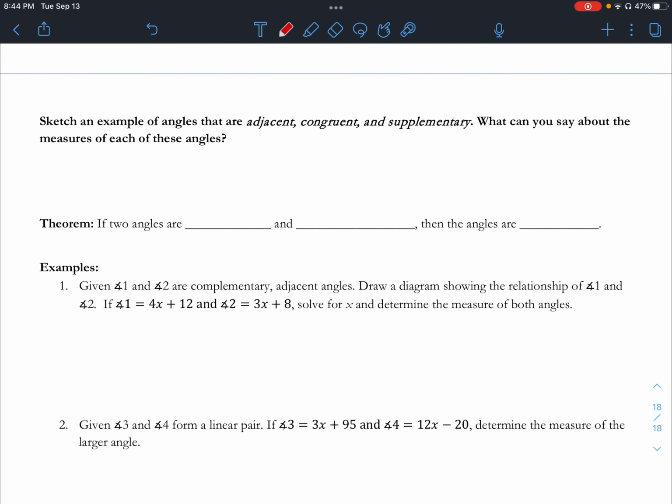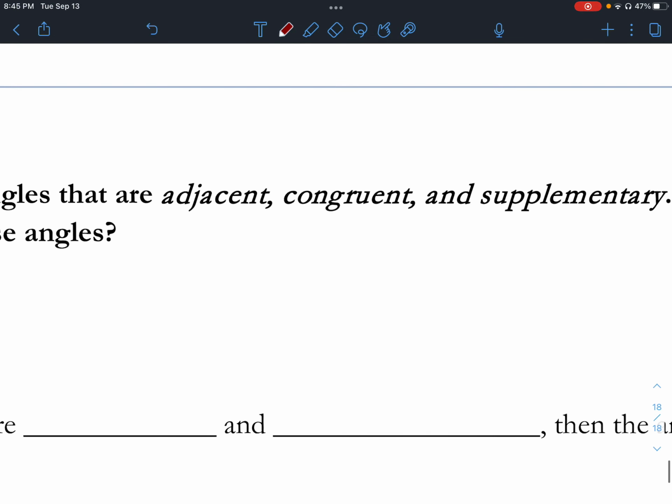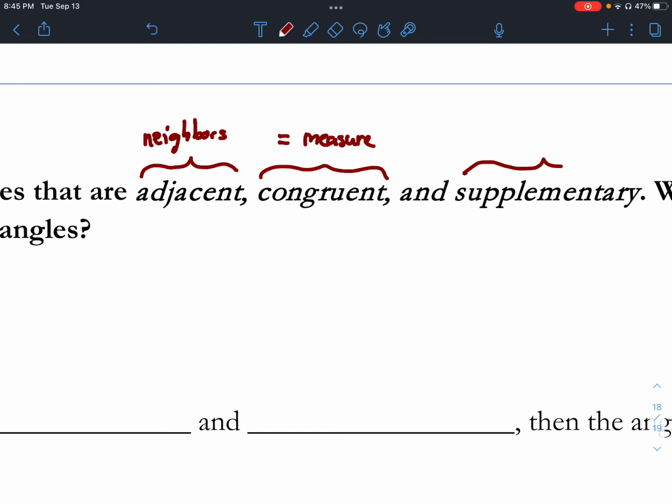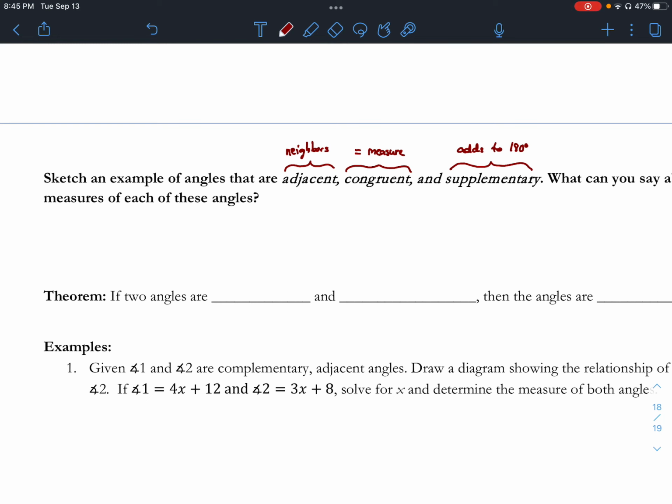Sketch an example of angles that are adjacent. So we're going to give you all these rules really quickly of how I want you to sketch things. And I'm just going to remind you of what each of these means. Adjacent means neighbors. Congruent means equal measure. And supplementary adds to 180 degrees. So we're trying to find angles that are touching each other, that are congruent, and that also add to 180 degrees.